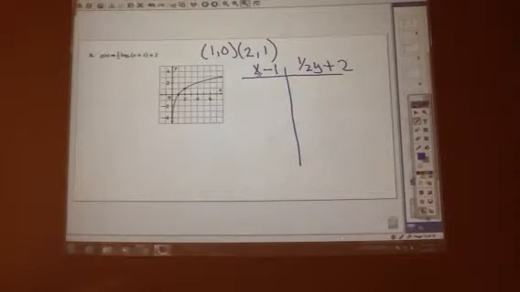When I put a 1 in here, 1 minus 1 will give me 0. If I put 0 in here, that will be 0 plus 2 is 2. I put a 2 in here, 2 minus 1 is 1. And 1 times 1/2 is 1/2 plus 2 is 2 and 1/2, or 5/2. Plot those points, (0, 2), (1, 2.5).